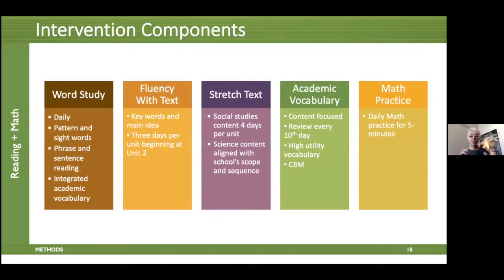The overview of the intervention contains the following core components that were integrated. There was word study, fluency with text, and stretch text, which was focused on social studies and science, and really aligned with the school's scope and sequence. We call it stretch text because with teacher support, this text was slightly beyond the students' reading levels. A focus on academic vocabulary, and then for those students in the math condition, there was daily math practice for approximately 5 minutes.